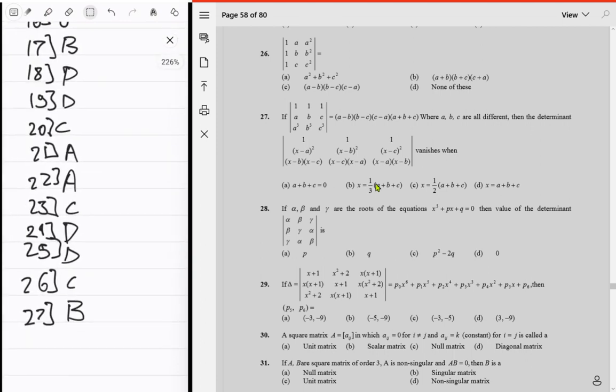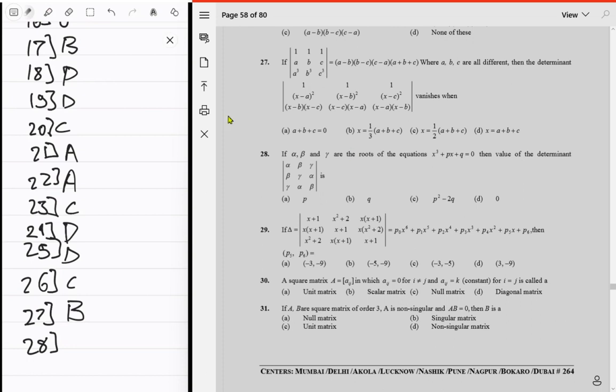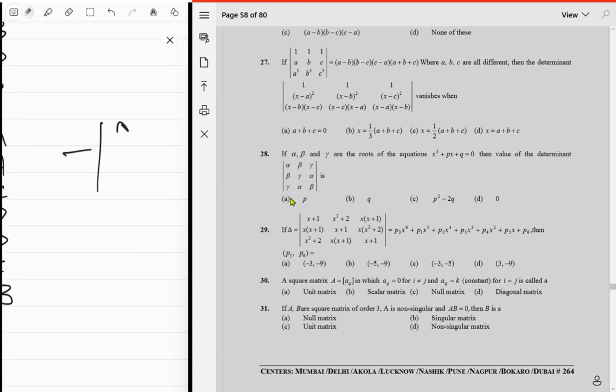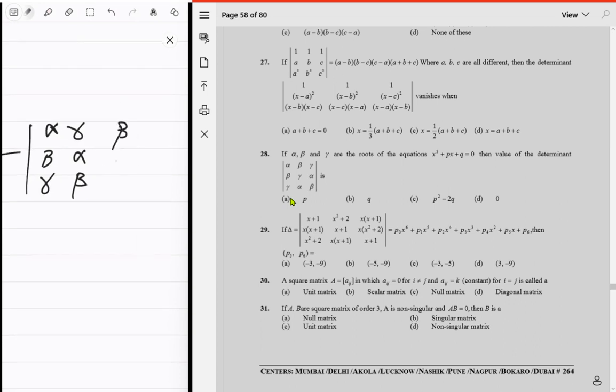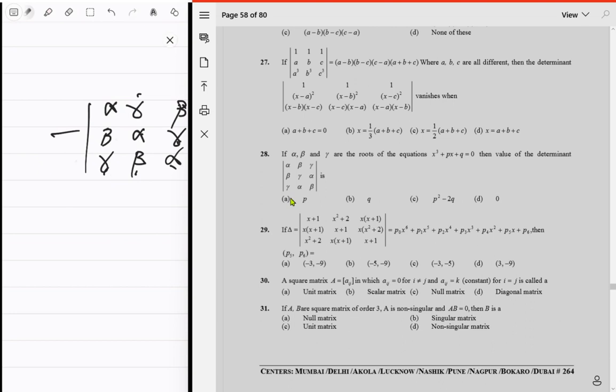28. 28 is, if alpha, beta, gamma are the roots of this equation, what this determinant will be. So I just did that, right? Oh, it's slightly different. So you can just actually exchange these two columns. So what do you have? Just negative alpha beta gamma, then you have this thing, gamma alpha beta, and then beta gamma alpha. So now that's the form that you actually want: alpha beta gamma, alpha beta gamma, alpha beta gamma. And you know this thing is just the summation of alpha cube minus 3 alpha beta gamma.